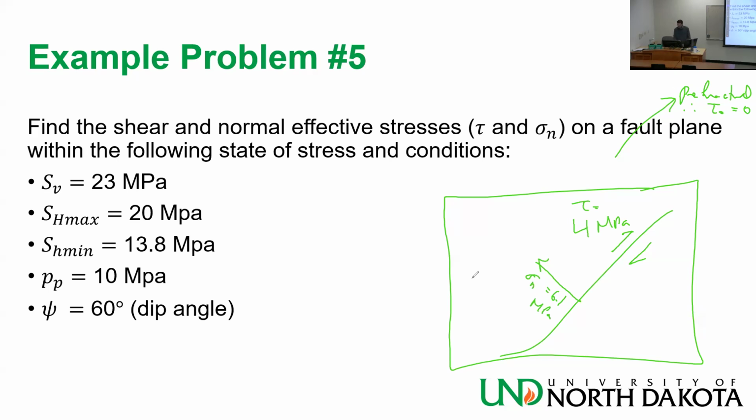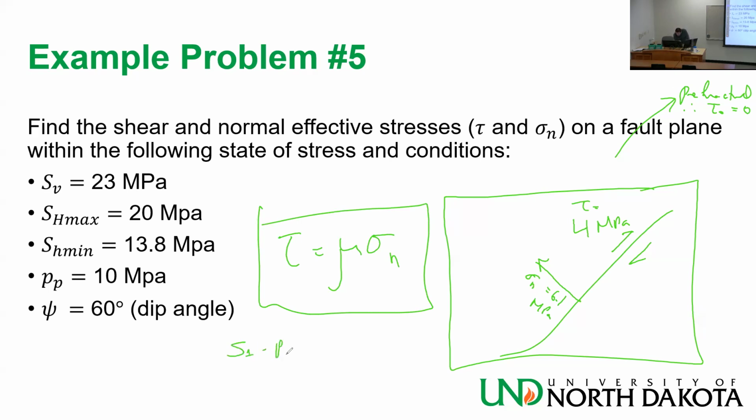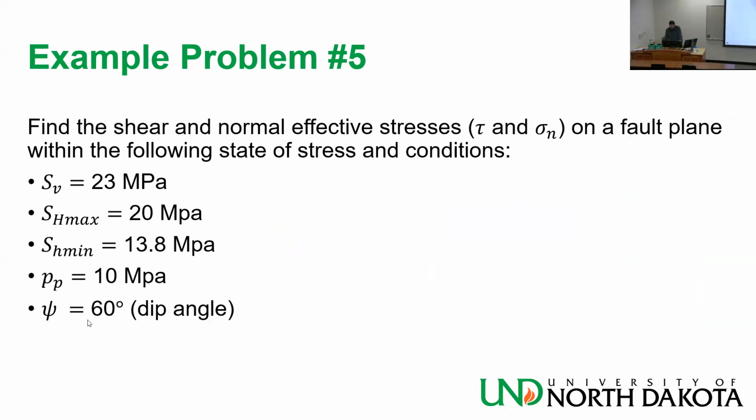The equation to do that is basically this: tau equals mu sigma n. And this is the same equation as this: sigma 1 minus pp, sigma 3 minus pp, equals mu plus 1 plus square root of mu squared. It's the same equation. It should give you the same results if you do it properly. So I go to the next slide to see my results.